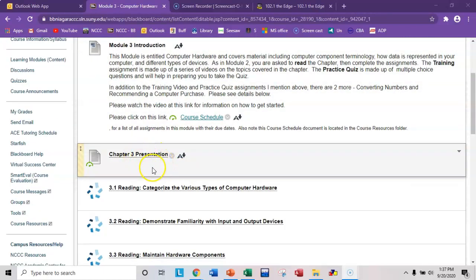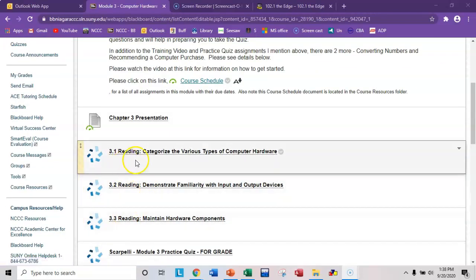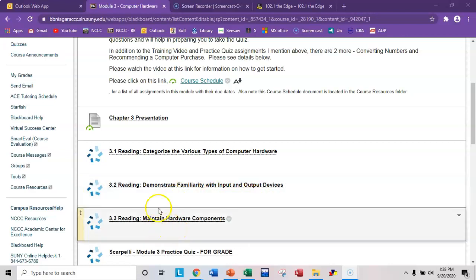The first thing you'll see here is the presentation. So these are my notes, and there's some really good information here that might help you get through the chapter. The next three links take you directly into your book, and these are the reading sections, categorizing various types of computer hardware, demonstrating familiarity with input and output devices, and then maintaining hardware components.